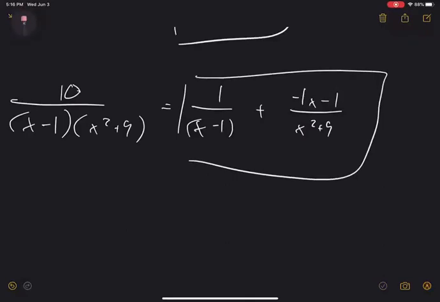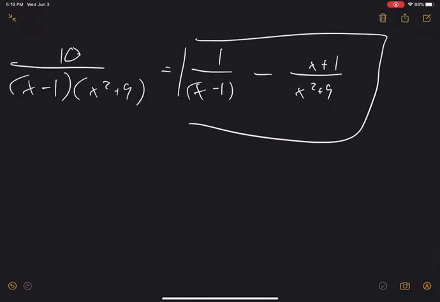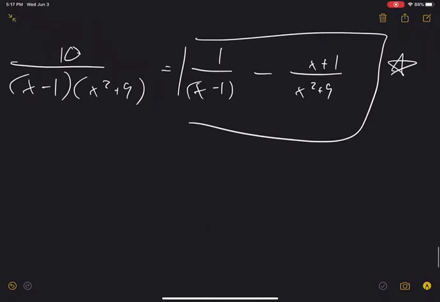All right. One thing that might make things easier, right now I have it like this: 1 over x minus 1 plus (-x minus 1) over x squared plus 9. I'm going to factor out a -1 here, right? So this is the same thing as this. And then I'm just going to change this plus sign to a minus sign. These are equivalent. Okay. So now maybe it's a bit nicer to look at now. Okay. I'm going to integrate this thing.